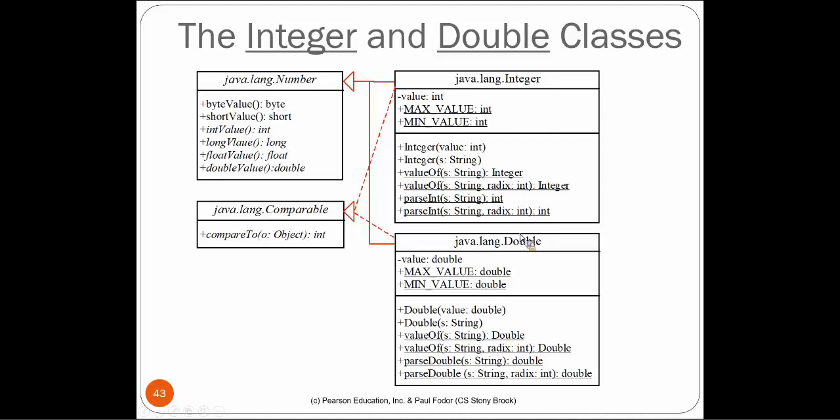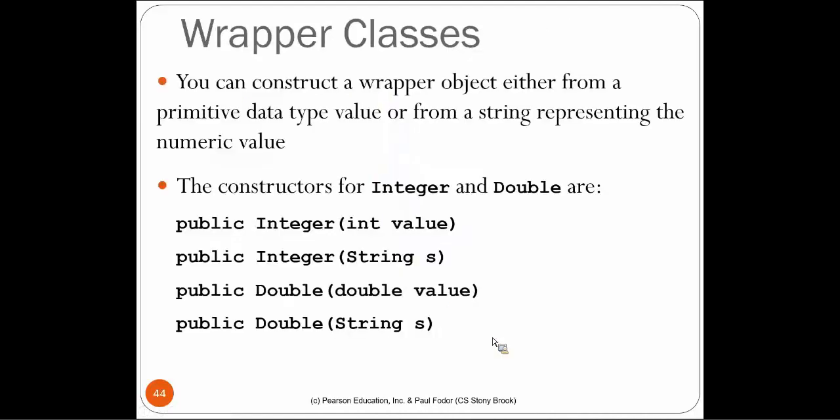In addition to that, there are also the static methods valueOf that return, for a given string, an Integer object corresponding to the value of the string and a Double object corresponding to the value of the string. So you can construct wrapper objects either from the primitive type value or from strings representing the primitive type values. And here are the two constructors for Integer, one that takes an int and one that takes a string, and the two constructors for Double, one that takes a double primitive type and one that takes a string.